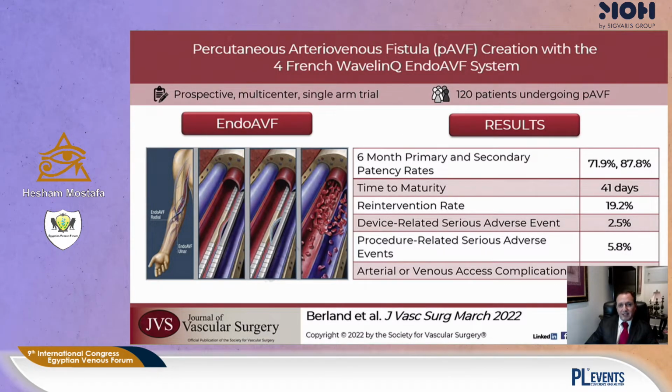Another paper, this has more patients, 120 patients, is a prospective multi-center single-arm trial. This one, they use the WavelinQ, the new one. They look at 6 months: primary patency was about 72% and secondary patency was about 82%. The time to maturation was 41 days, but if you look at the arterial or venous access complication, it was almost 0%.